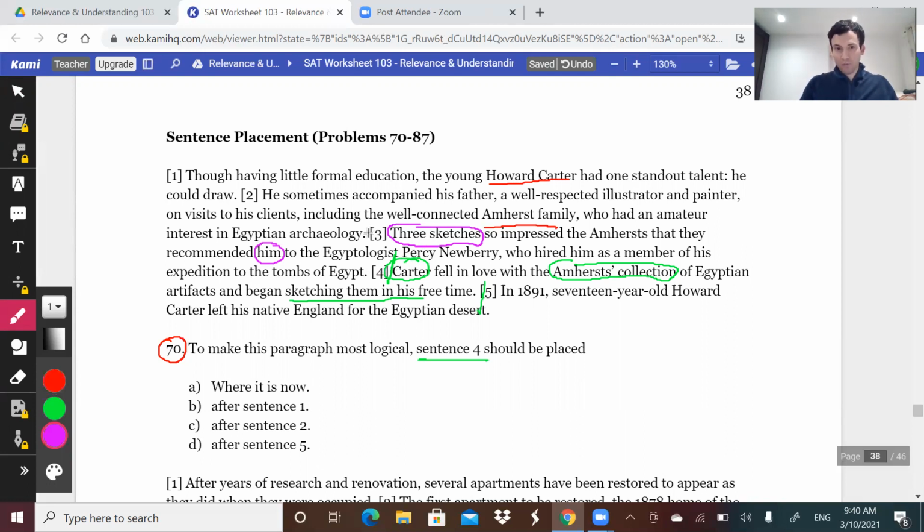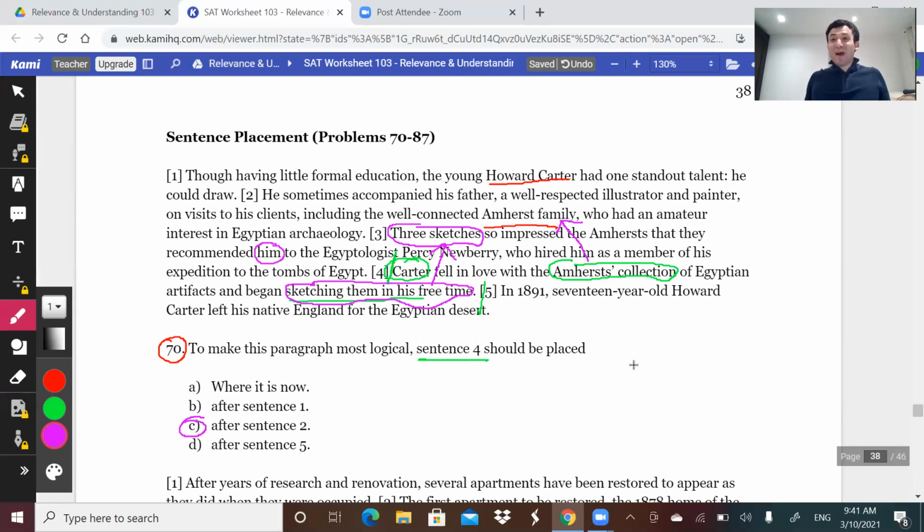Four needs to come before 3. Okay, 4 needs to come after sentence 2. Why? Because Carter falls in love with the Amherst family's collection of artifacts, and he begins sketching them in his free time. So Howard sketching the artifacts enables there to be three sketches that impress the family. Now all the pieces click into place.